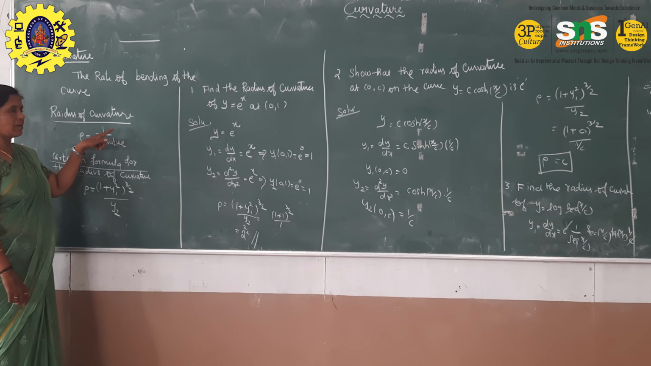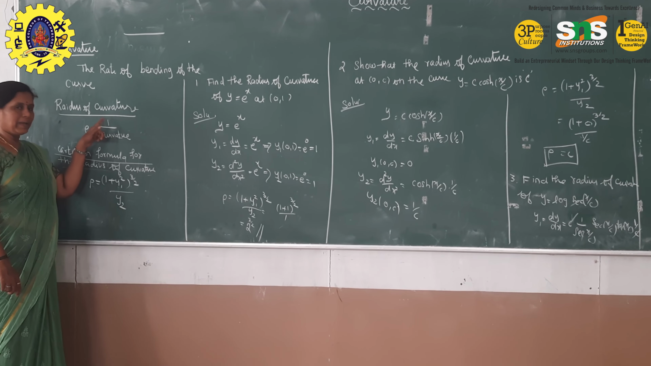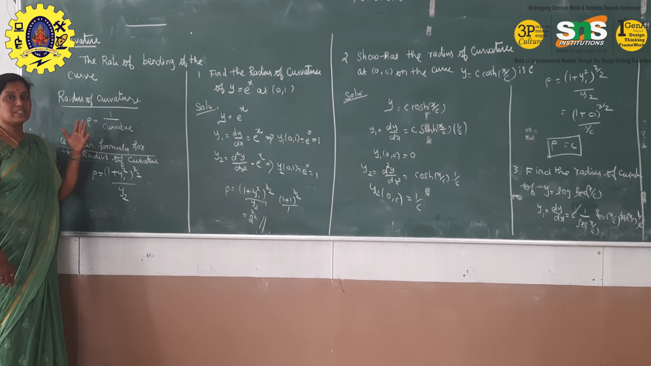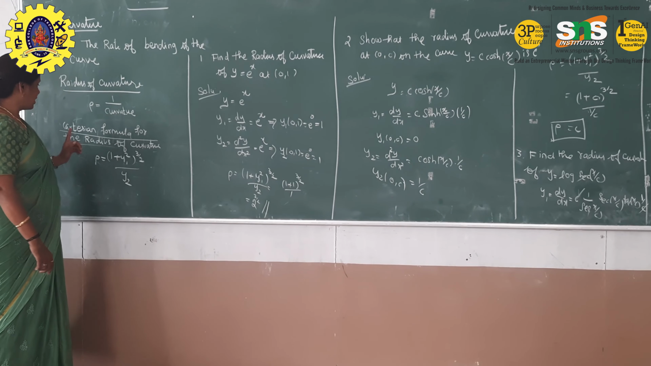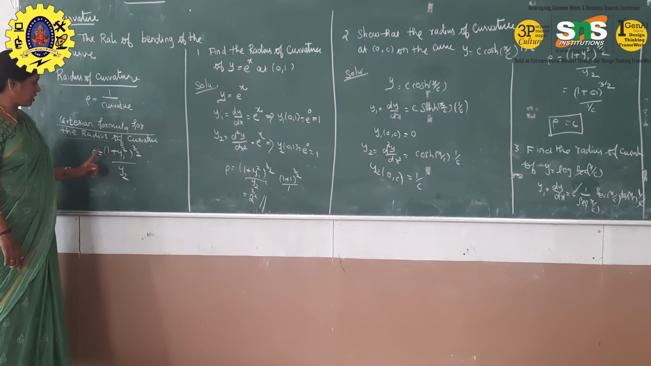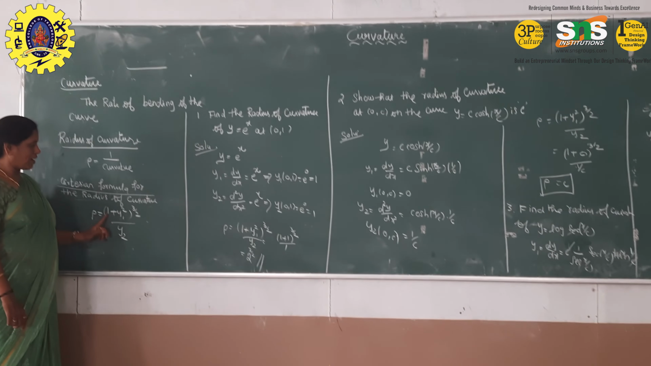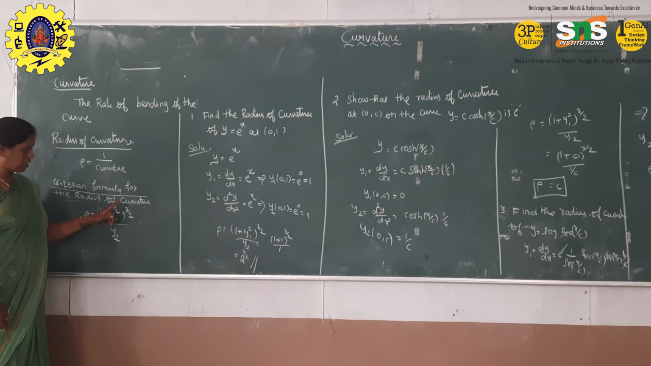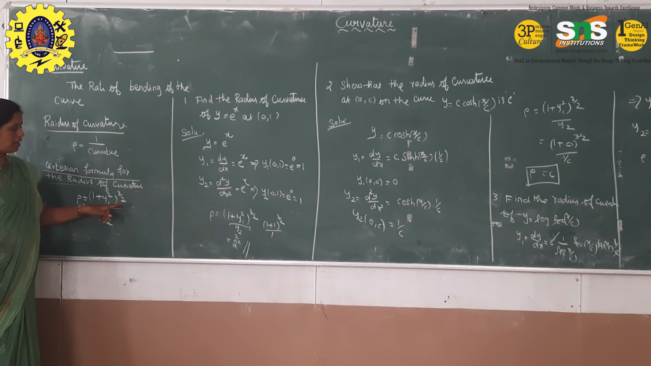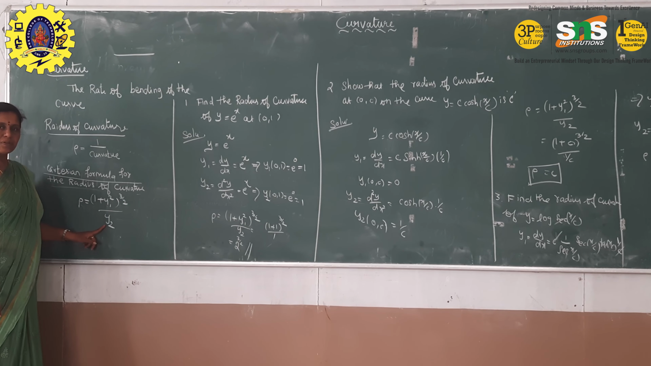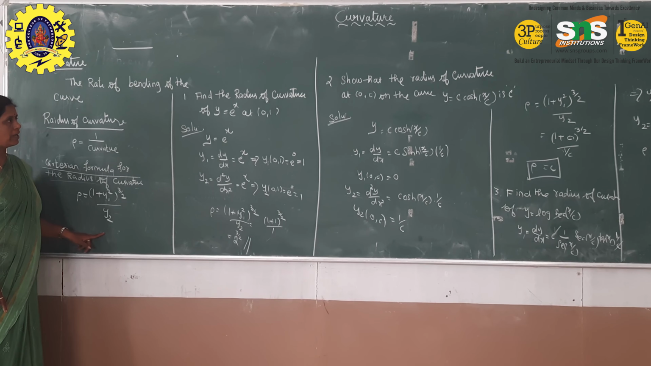The radius of curvature is 1 by curvature. That means the reciprocal of curvature is called the radius of curvature. Here the formula for radius of curvature is rho is equal to (1 plus y1 square) whole power 3 by 2 divided by y2. Here y1 represents dy by dx and y2 represents d square y by dx square.